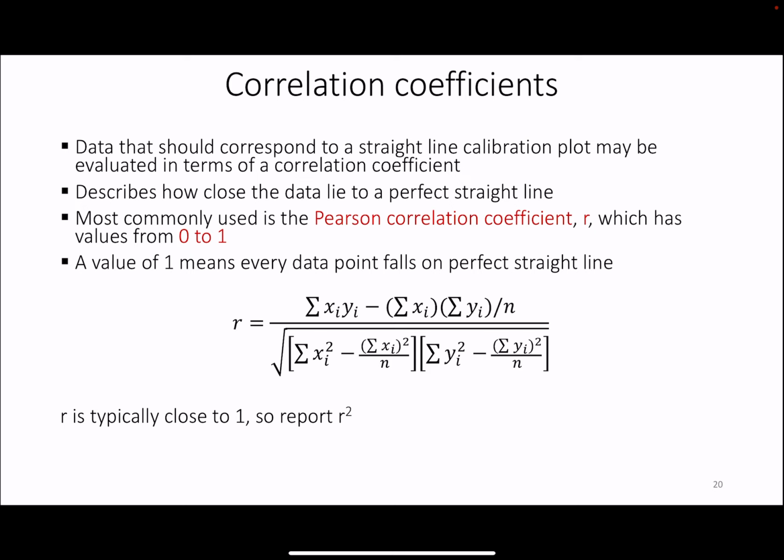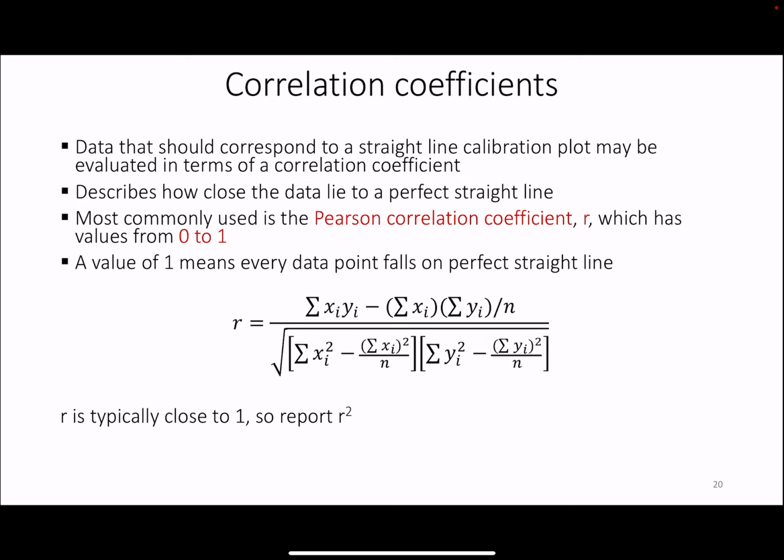So anything that is supposed to end up in a straight line, or that you're using as a calibration, you can evaluate in terms of the correlation coefficient. This describes how close the data lie to a perfect straight line. The Pearson correlation coefficient R has values from 0 to 1, and a value of 1 would be perfect. It would mean that every data point falls on a perfect straight line.